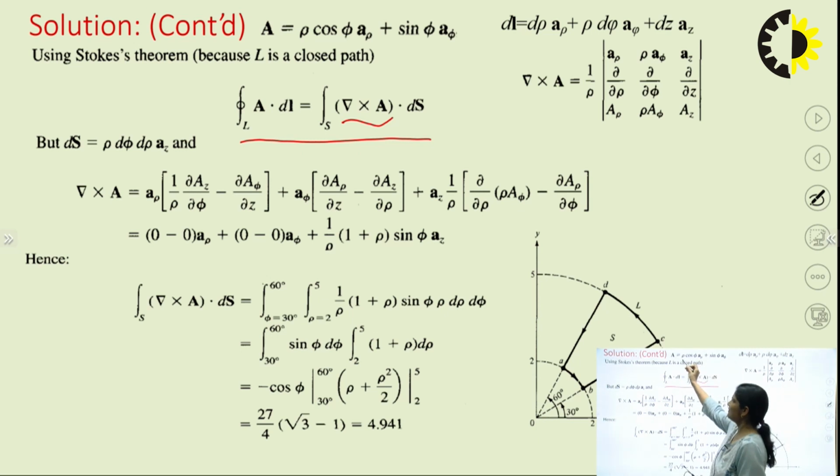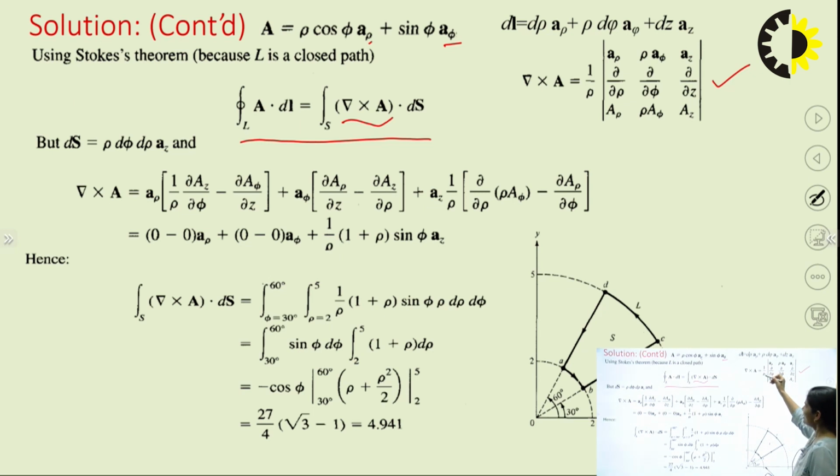Now A is given as rho cos phi, unit vector of rho, plus sin phi, unit vector of phi. So this is A, and we write the curl of A for cylindrical coordinates. Here del cross A is equal to 1 upon rho times the determinant with unit vector of rho, rho times unit vector of phi, unit vector of z, then del upon del rho, del upon del phi, del upon del z. As you all know, coordinates of cylindrical are in the form of rho, phi and z.